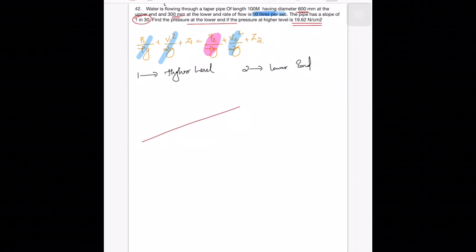And the pipe is 100 meter length, diameter 600 mm at upper end. So this is 600 mm. This is the 600 mm, and this is the 300 mm. This is our pipe.